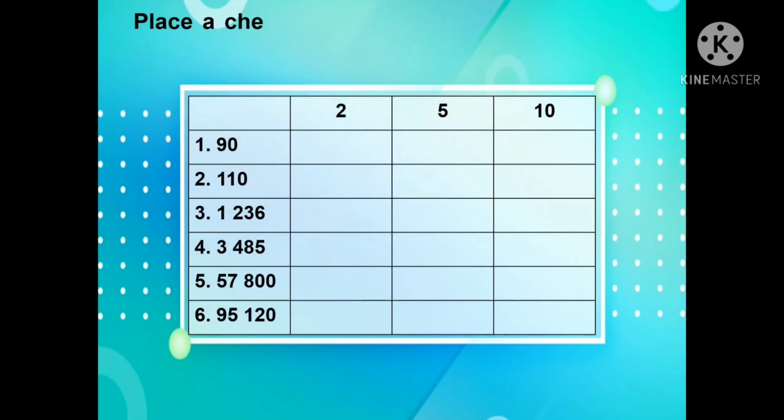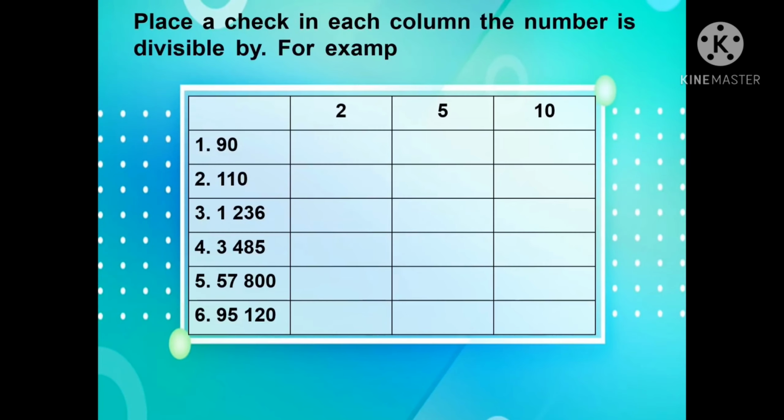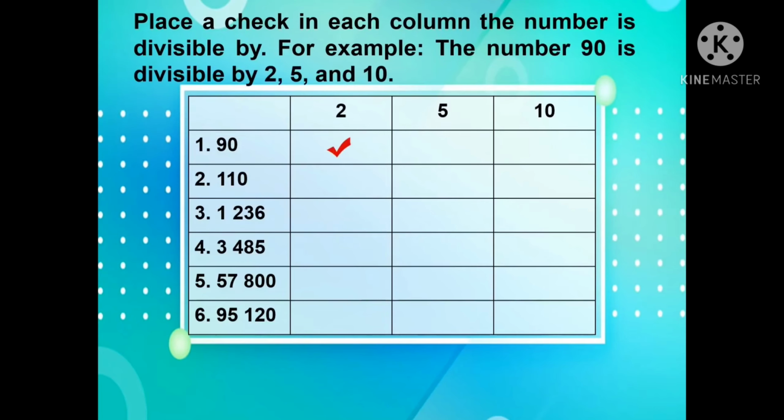Now, I want you to get a piece of paper and I want you to copy this one. And I want you to place a check in each column the number is divisible by. For example, the number 90 is divisible by 2, 5, and 10. I will give you 5 minutes to answer, and after that, we will check your answer. Timer starts now! Time is up. Let us check your answers.